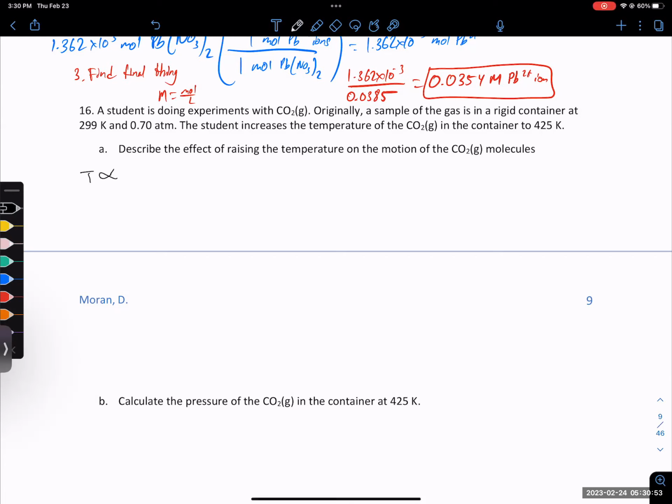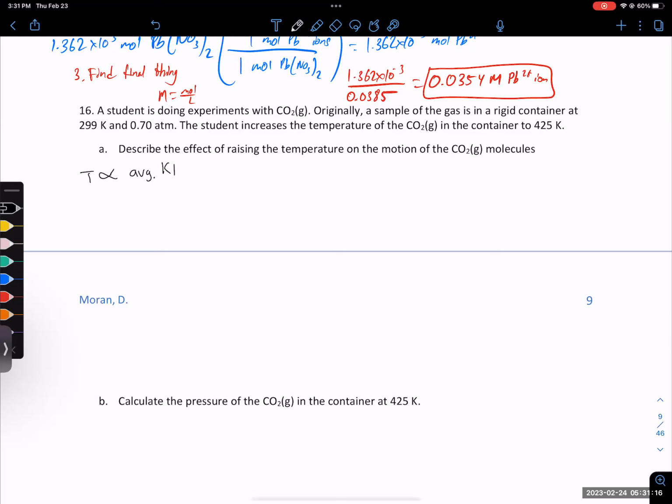Temperature. Temperature is proportional to something. So temperature is proportional to the average kinetic energy. Okay, so that's what I was looking for. So average, and I'm going to abbreviate KE for kinetic energy.